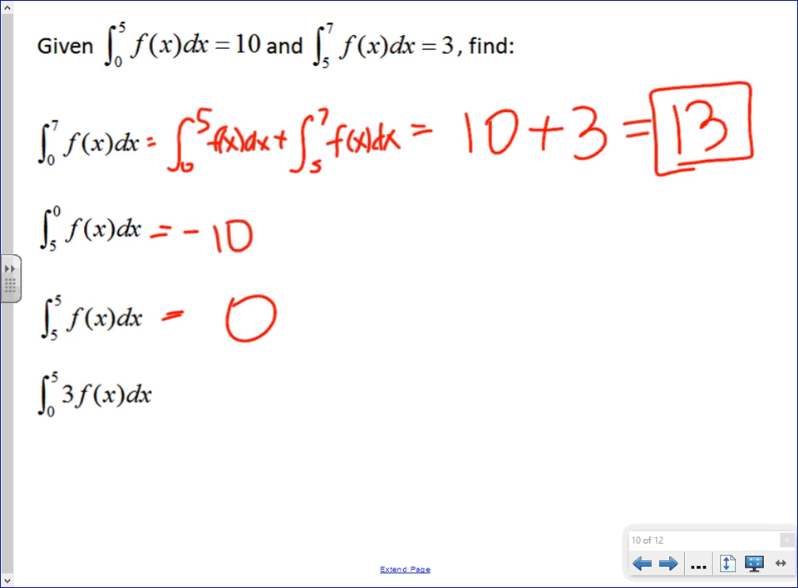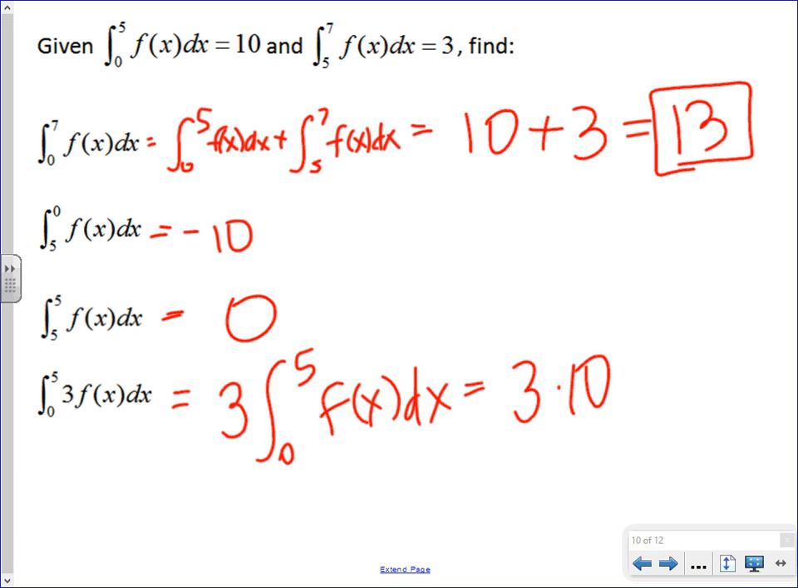Integral from 0 to 5 of 3 f of x. What do you think? 30. Okay, remember we can move a constant to the outside. So we have 3 times 10, which is 30.